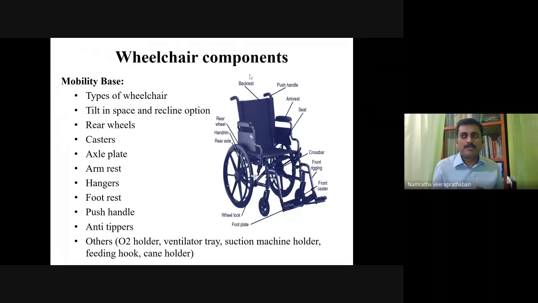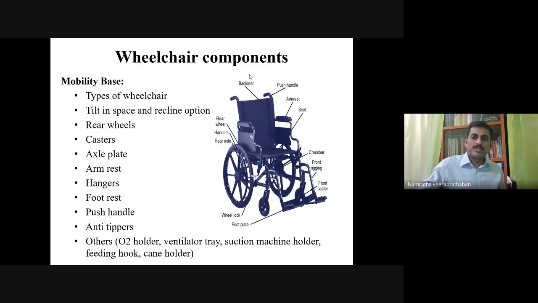I will explain the types of wheelchair; we will discuss more in detail in later slides. And in the mobility base, after the types of wheelchair, we have tilt-in-space and recline options. You should know the difference between tilt-in-space and recline. In tilt-in-space, the hip angle remains the same. For example, let's say the hip angle is 90 degrees. In tilt-in-space mechanism, the hip angle remains the same at 90 degrees. But in recline, the hip angle changes. From 90, it can go to 100, 110, 120, 130, whatever it is. So in tilt-in-space, the hip angle remains the same, and in recline, the hip angle changes.